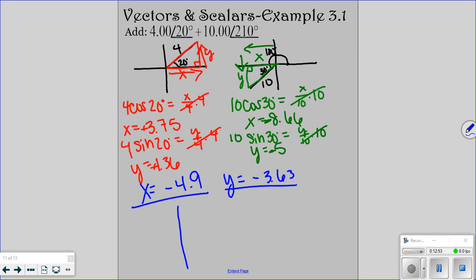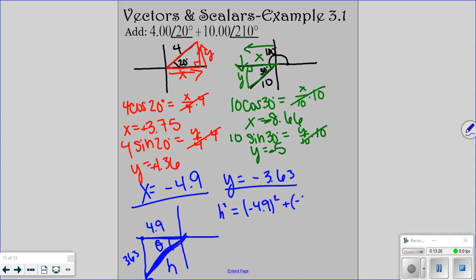Okay, so now we're going to graph it. So we're going to go negative 4.9, that's going to the left. And then we're going down 3.63 because it's a negative. And the vector is the hypotenuse, and that's what we're looking for, this hypotenuse. So we have to find the length of the vector and the angle of it. So to find the hypotenuse, you're going to do Pythagorean theorem. So negative 4.9 squared plus negative 3.63 squared. And we're going to use our calculator to get that number.